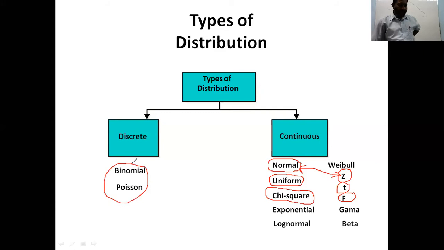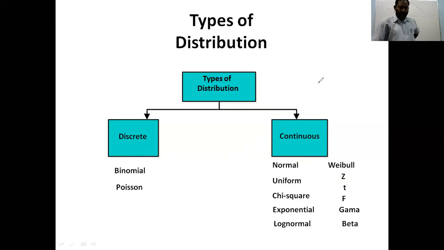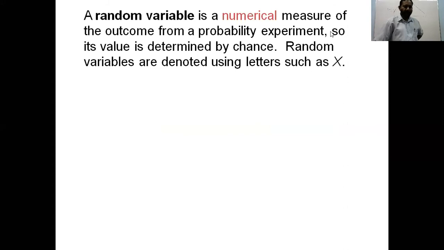Right, now let's look at different types of distributions. Today we have a bit of theory. What is a random variable? How can we define the term random variable? Variable, you know, it varies from object to object, so it is called a variable. The opposite of a variable is a constant, right? So what is a random variable?